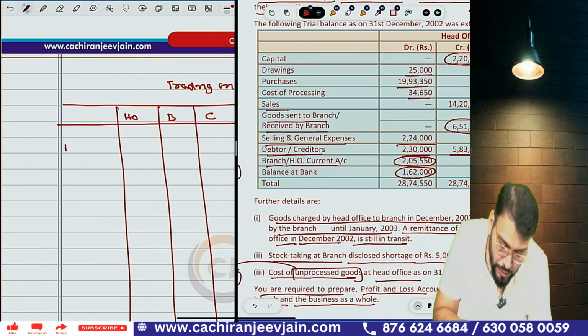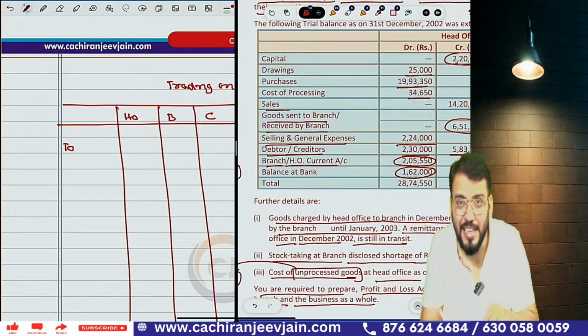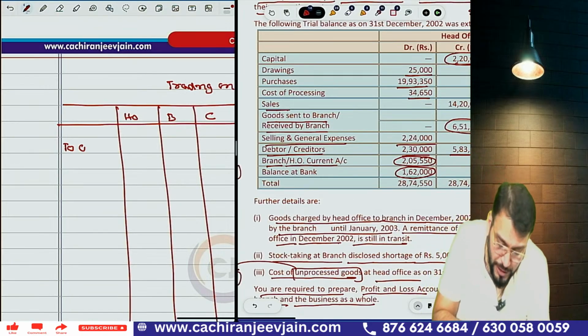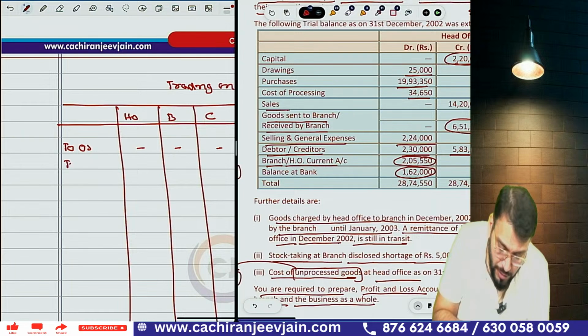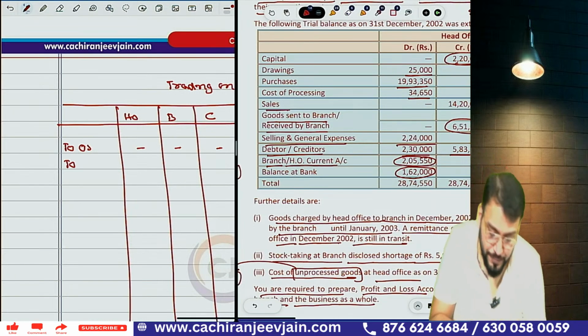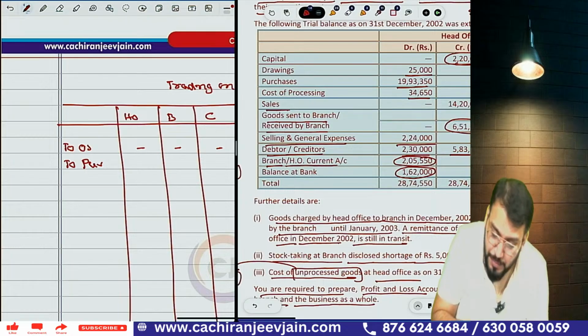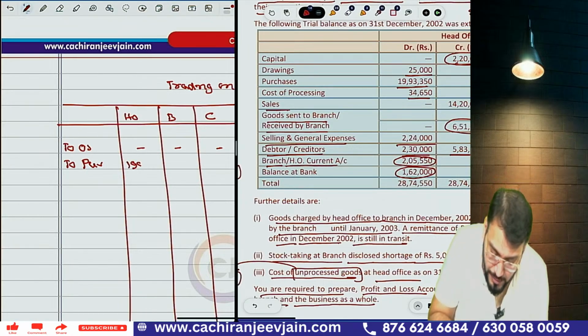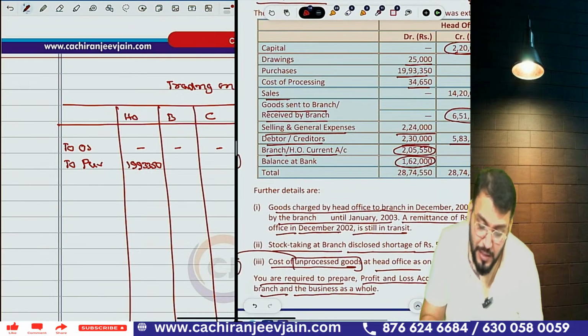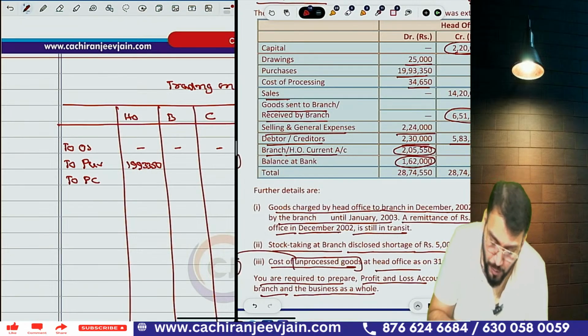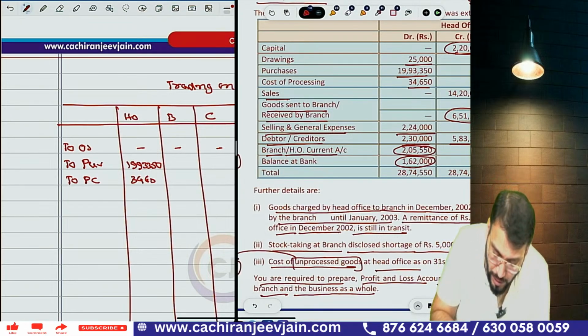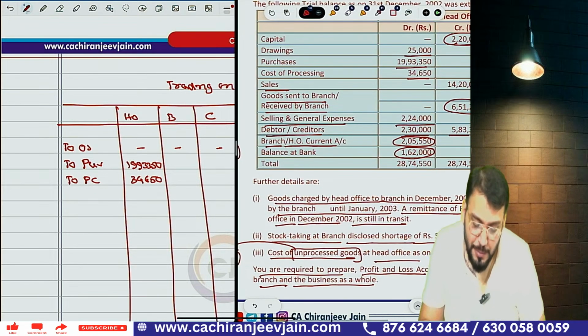Head office. Because the business was started at the beginning of the year, there was no opening stock. I am writing opening stock, but opening stock is nil, so that you can understand. In your exam question there can be some opening stock also. Then of course they have done purchase. Purchase how much? 19 lakh 93,350, that is written. Then cost of processing, how much? 34,650.